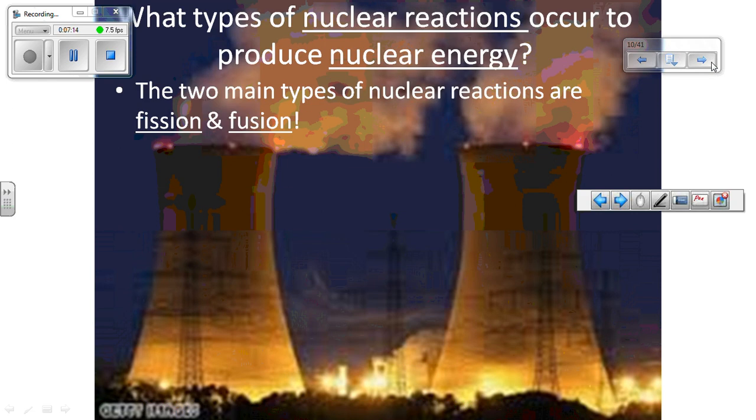There are two main types of nuclear reactions. They are fission and fusion. Remember back on the slide with types of radioactive decay, we were looking at gamma rays, and it says that gamma rays can be given off during fission and fusion. Well, those are the types of nuclear reactions that we're going to discuss on the next slide.